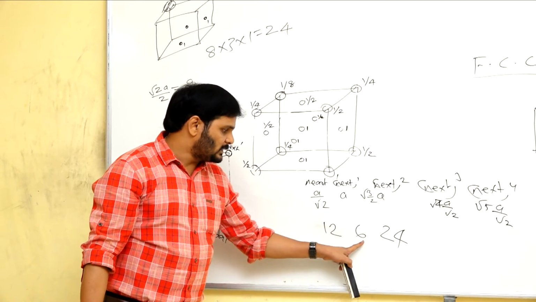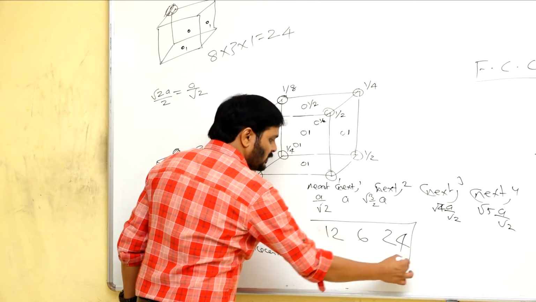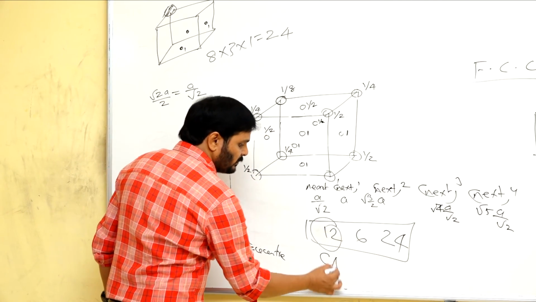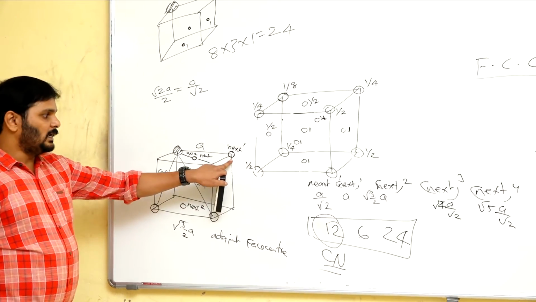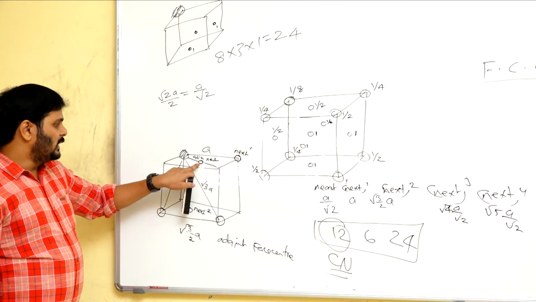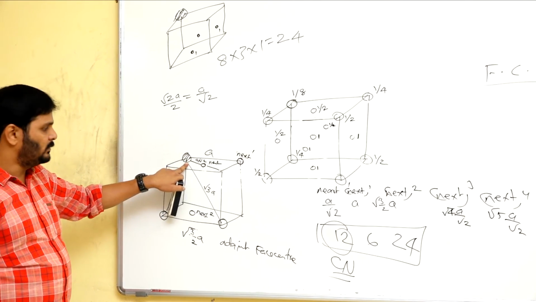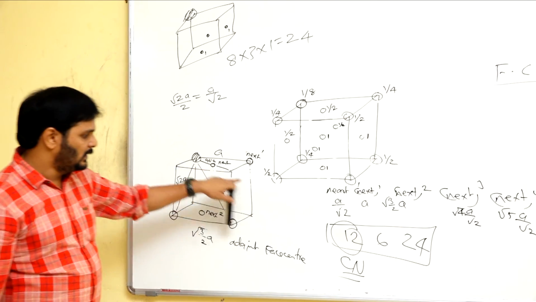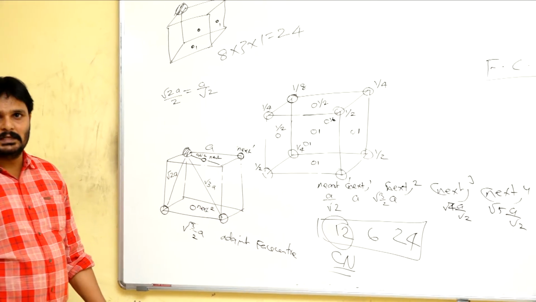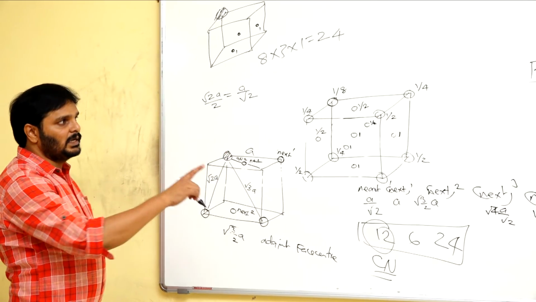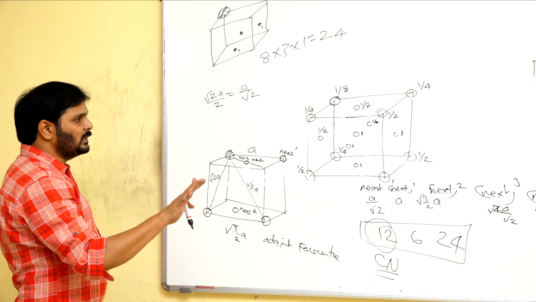So 12, 6, 24. In 12, 6, 24, this is known as coordination. So this is an atom directly in contact with the reference atom. So the coordination number at this point is 12, 6, 24. So this is about FCC coordination number of neighboring atoms.